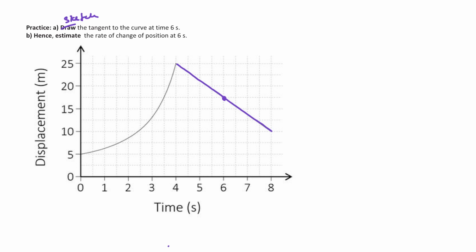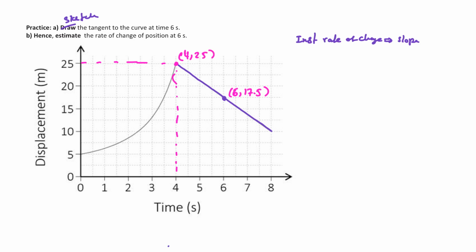And we're going to follow the same steps. Estimate the rate of change, or I should call it the instantaneous rate of change, which is determined by the slope at that point. I'm going to choose 2 points. I can choose this point over here where it's actually touching. That has an x value of 6 and a y value of 17.5. And let's choose another point. I like this one. This one is also right at the point, so this one has an x value of 4 and a y value of 25.